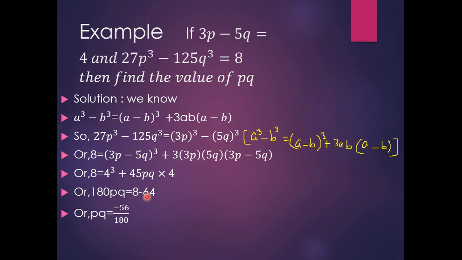64 goes to the other side, and we will have PQ equal to 8 minus 64, which is minus 56 over 180. Okay, and you can divide numerator by 4 and denominator also by 4. So 4 divides 56, 14 times, and 4 divides 180, 45 times. So minus 14 over 45 is our required value of PQ.